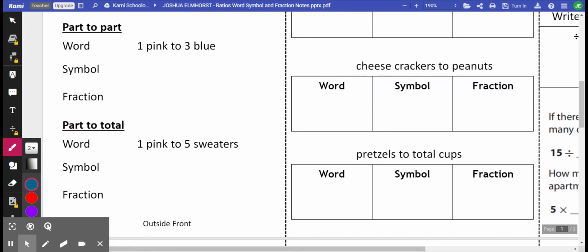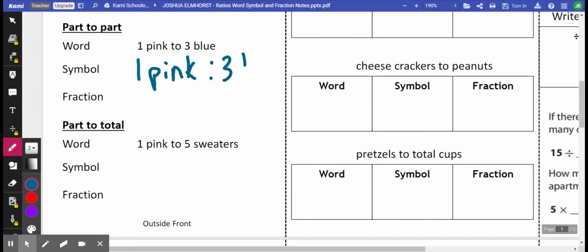So with the first one, the given ratio part to part, we have 1 pink to 3 blue, and in symbol form, we just write that as 1 to 3. But then most commonly as a fraction, we're going to write that as 1 pink over 3 blue.